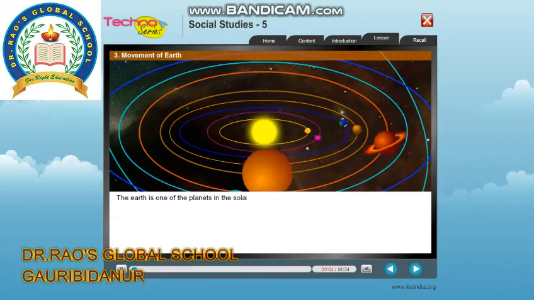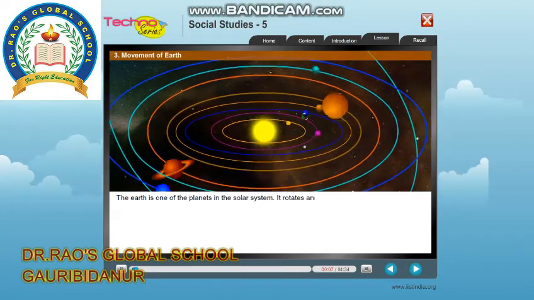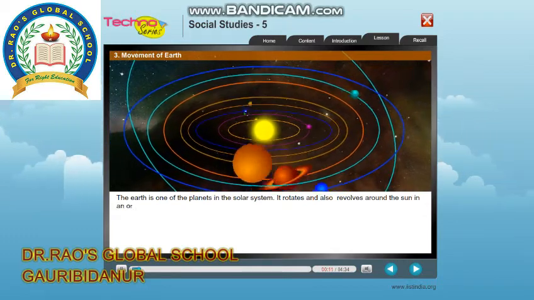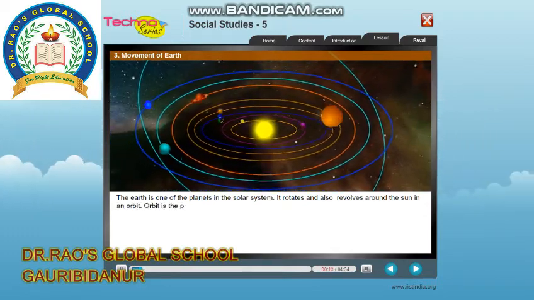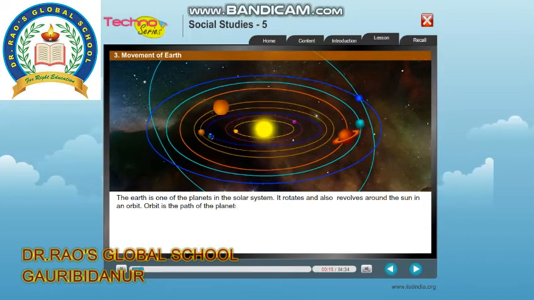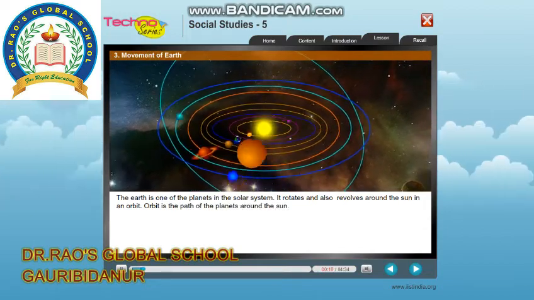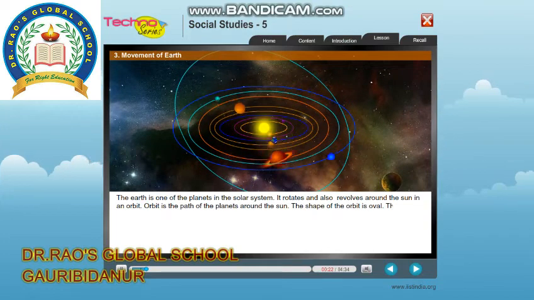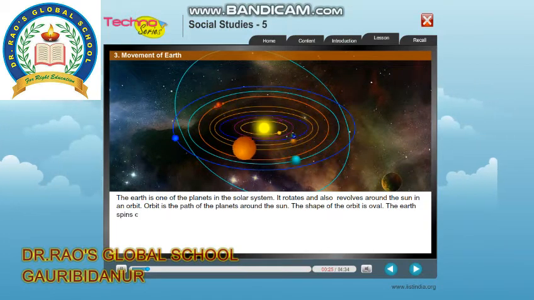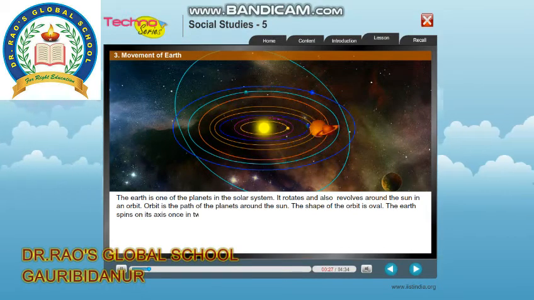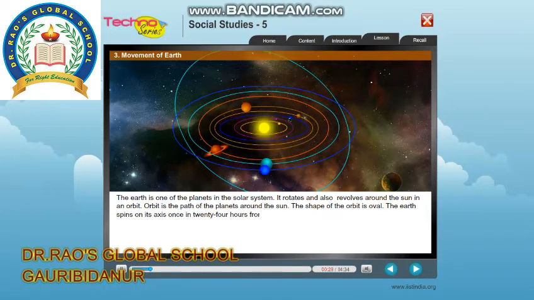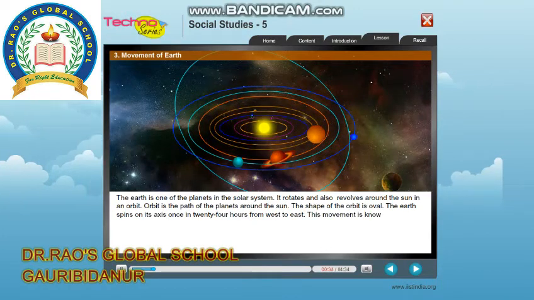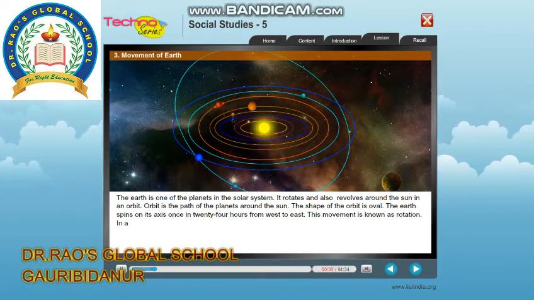Planet's solar system. It rotates and also revolves around the Sun in an orbit. Orbit is the path of the planets around the Sun. The shape of the orbit is oval. The Earth spins on its axis once in 24 hours from west to east. This movement is known as rotation.